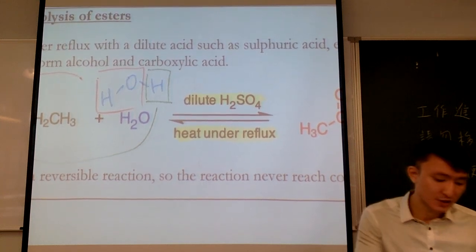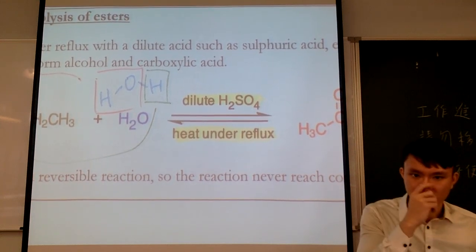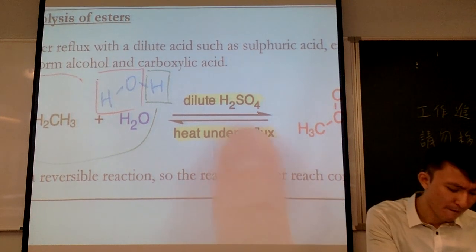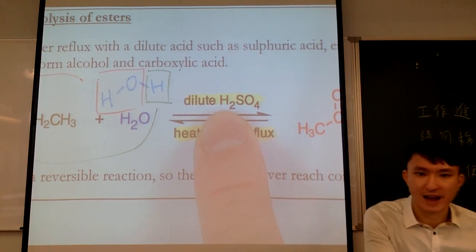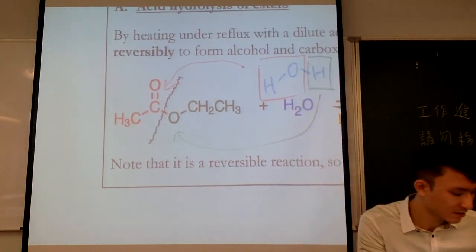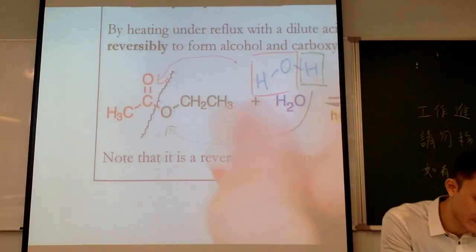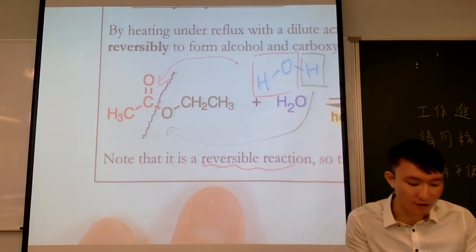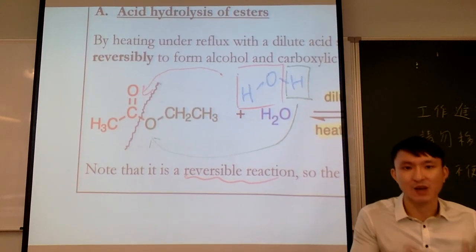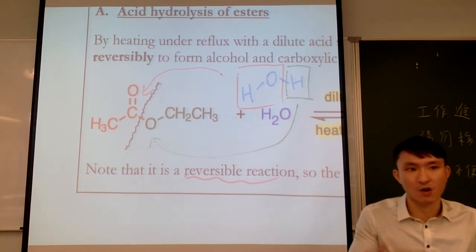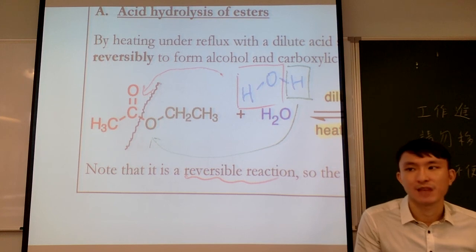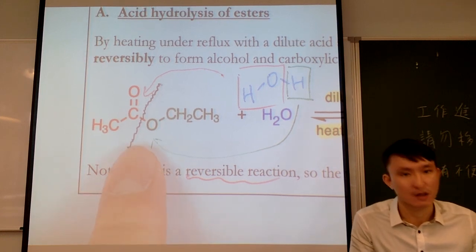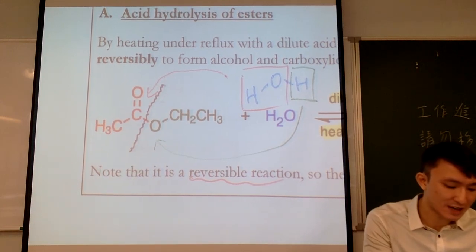So this is the reason why we use dilute sulfuric acid. Now, the third thing, I have already mentioned. This is a reversible reaction, so we never get 100% yield. There is always some ester left unreacted. Okay, so this is the acid hydrolysis.